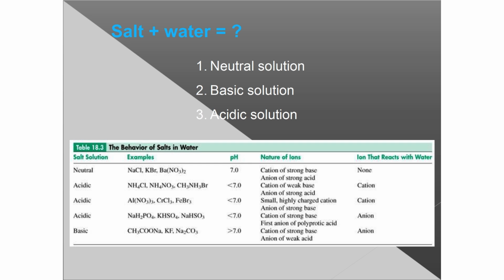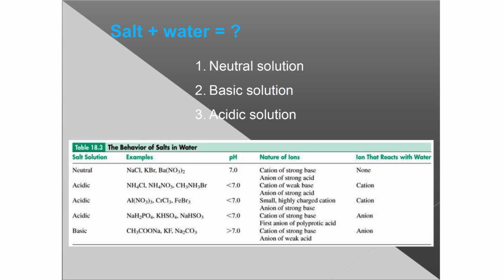A final acidic category includes salts like sodium dihydrogen phosphate, potassium hydrogen sulfite, and sodium hydrogen sulfite. For basic salt solutions, examples are sodium acetate, potassium fluoride, and sodium carbonate, with a pH greater than 7.0. The nature of the ions can be the first anion of a polyprotic acid, a cation from a strong base, or an anion from a weak acid. In all these cases, it is the anion that reacts with water.